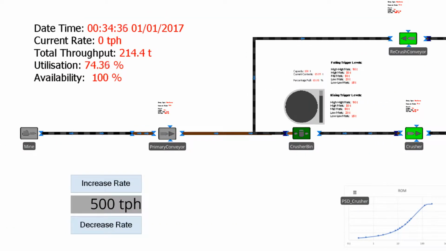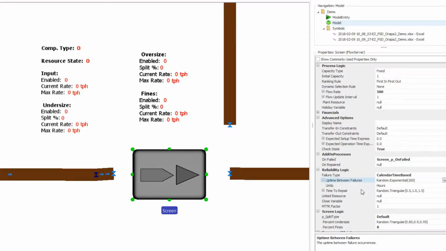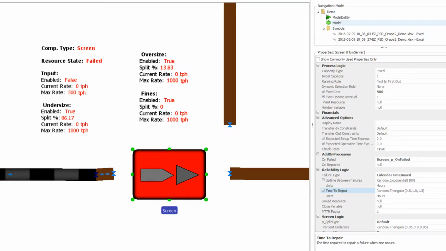Each component in the system has a design capacity, and in this case all components are set to 500 tons per hour. Each component has its own failure profile modeled using the mean time between failures, or MTBF, and a mean time to repair, or MTTR. The plant as a whole has a maintenance schedule as well.